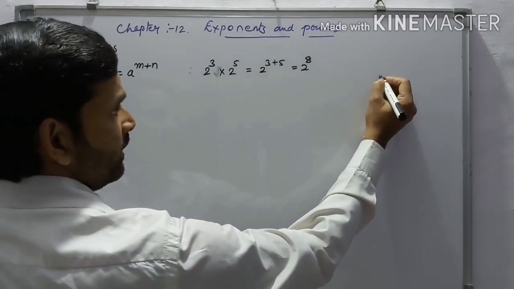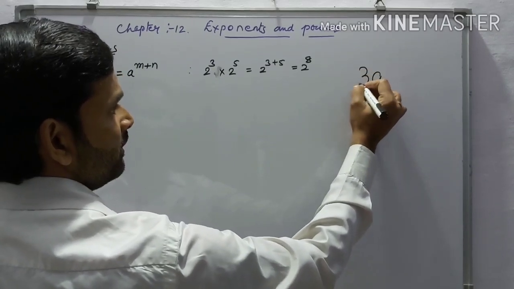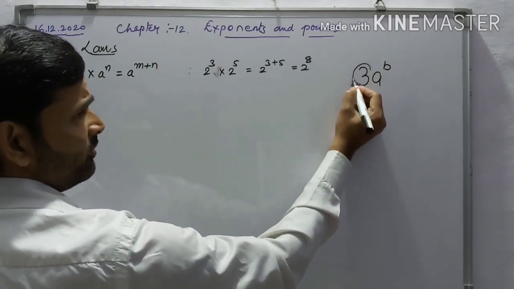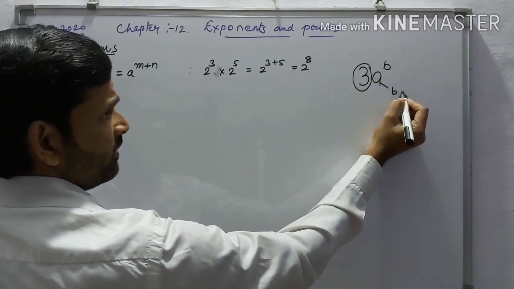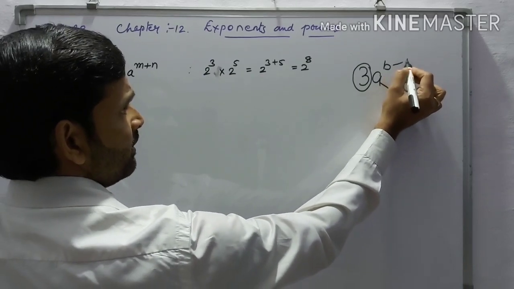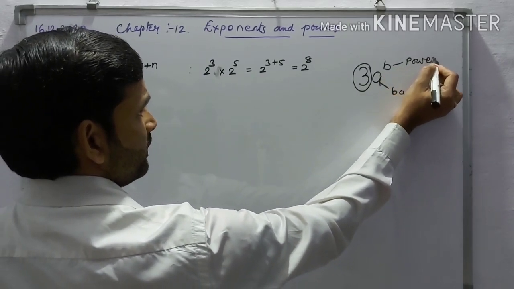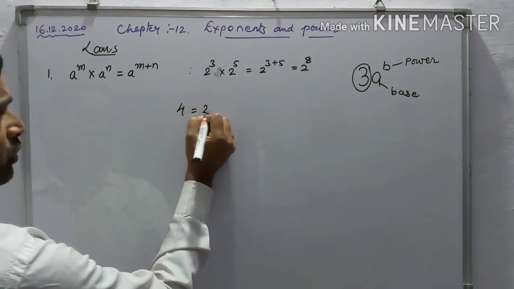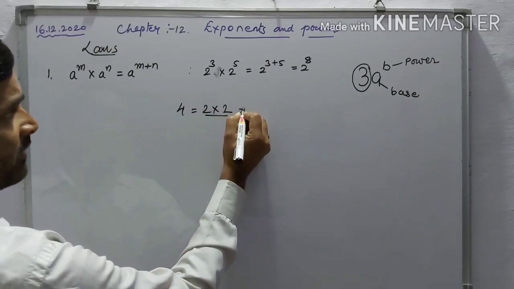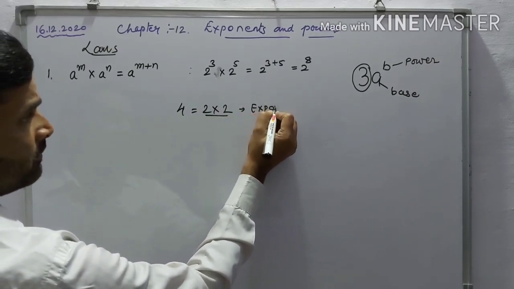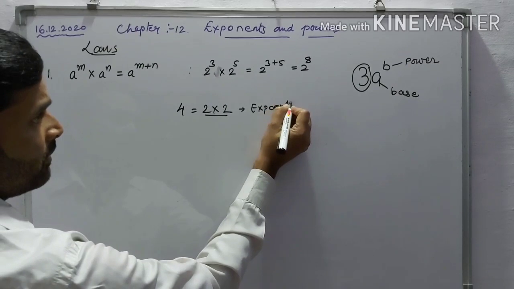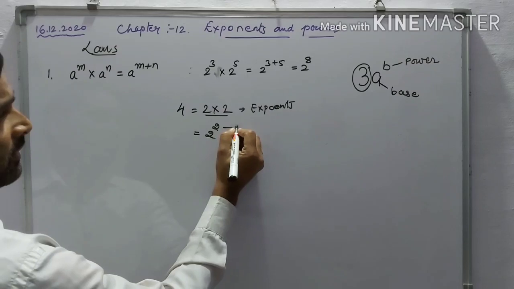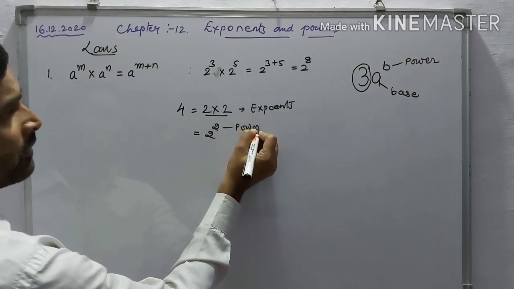Okay, here is the 3b. It is the coefficient. This is the base and this is the power. Okay, and 4 is equal to 2 into 2. 2 into 2 is called the exponent, and you write 2 power 2 is the form of power.